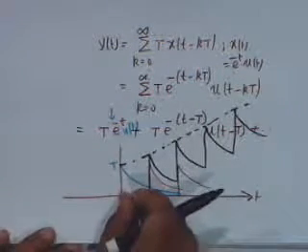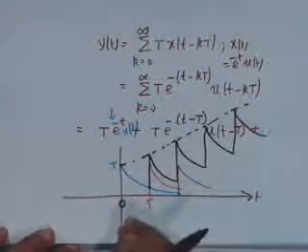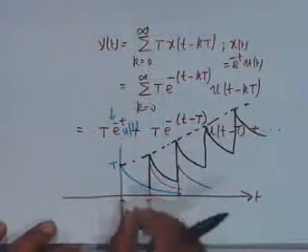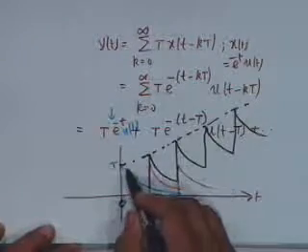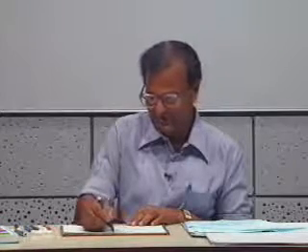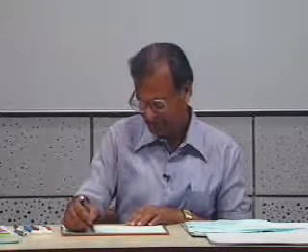What will happen? These ranges will become very narrow. If capital T tends to 0, we can take capital T as dt or d tau. So what you will be able to observe is only the peaks of this curve. That will form a smooth curve, as you shall see. And for this we start with the same expression, y of t is the summation of capital T x of t minus kT.